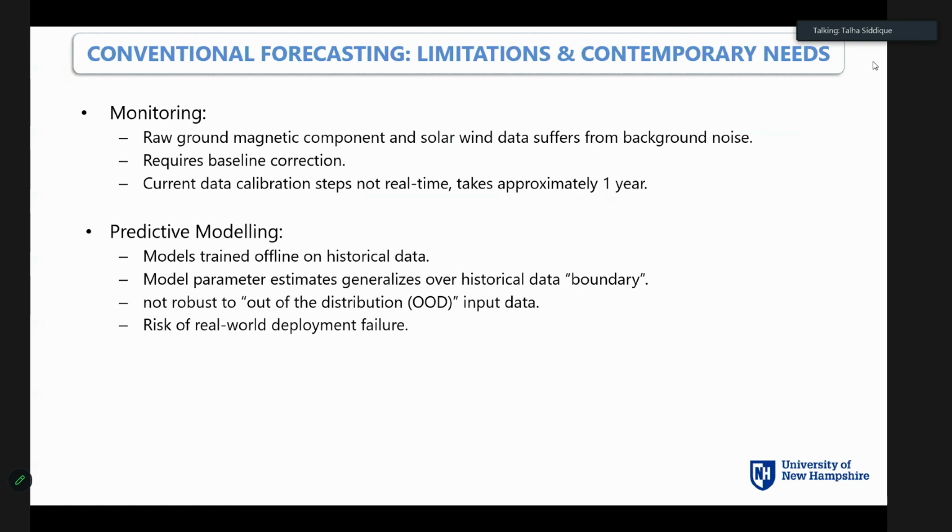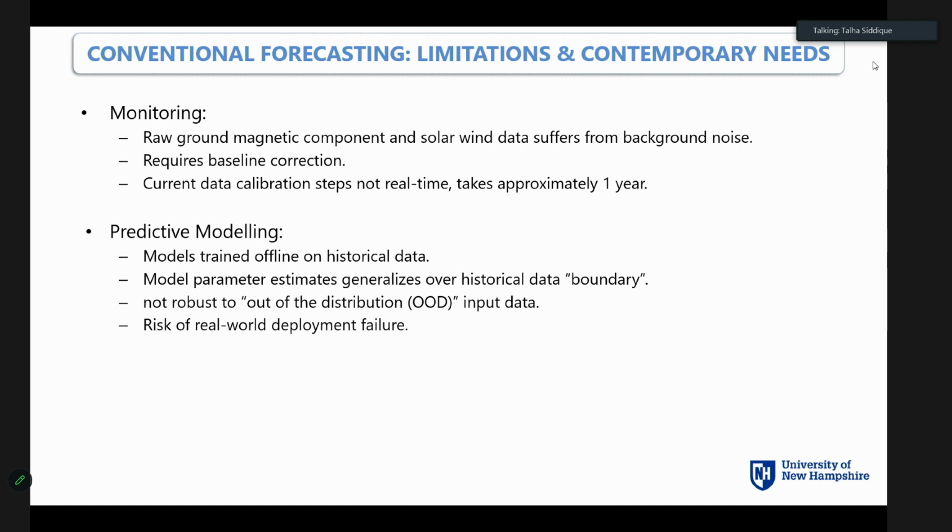First is the monitoring using ground magnetometers or space satellites to record CME data. However, these data, such as the ground magnetometer data, require baseline correction as well as at times temperature correction. So the current data calibration steps are not exactly in real time, because in order to get definitive data, you need at least around 1 year of data.